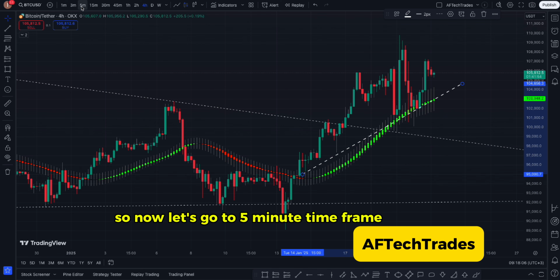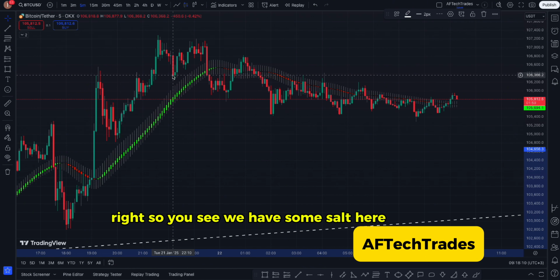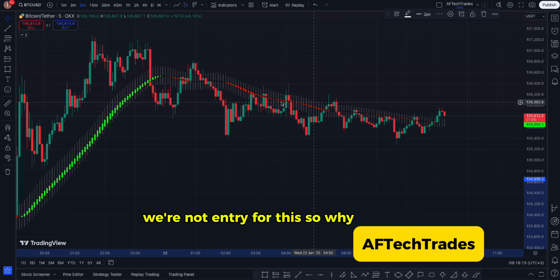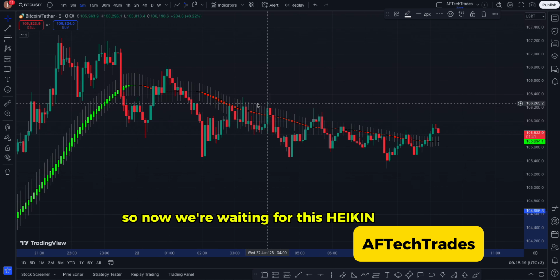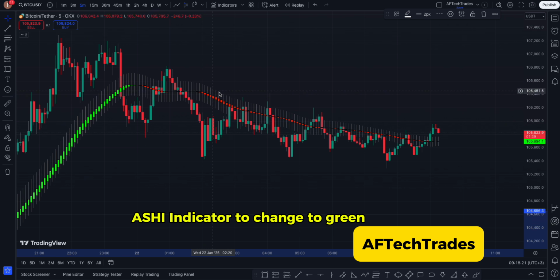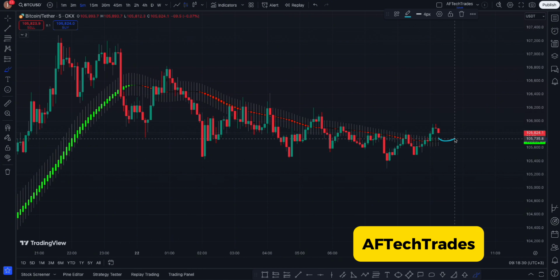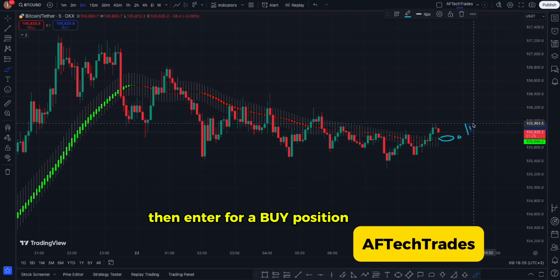So now let's go to the 5-minute time frame. This strategy works perfectly on the 5-minute time frame, right? You see we have some sell here. We are not entering for this sell. Why? Because we already confirmed the overall trend is buy. So now we're waiting for this Heikin Ashi indicator to change to green. After it changes to green, let's say 2 or 3 candles close in green, then we'll enter for a buy position.